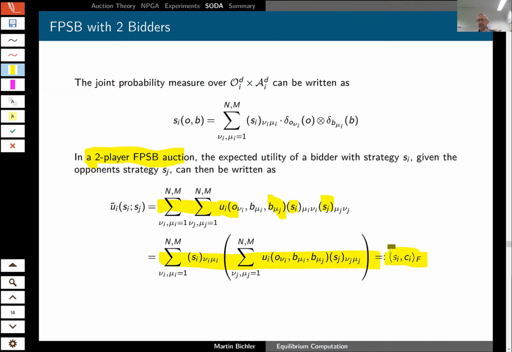So Si, which is essentially our main variable, is the probability of a particular bidder type playing a particular bid, times Ci, which essentially soaks up all of this here. So the utility times the probability of the other player playing that specific combination.